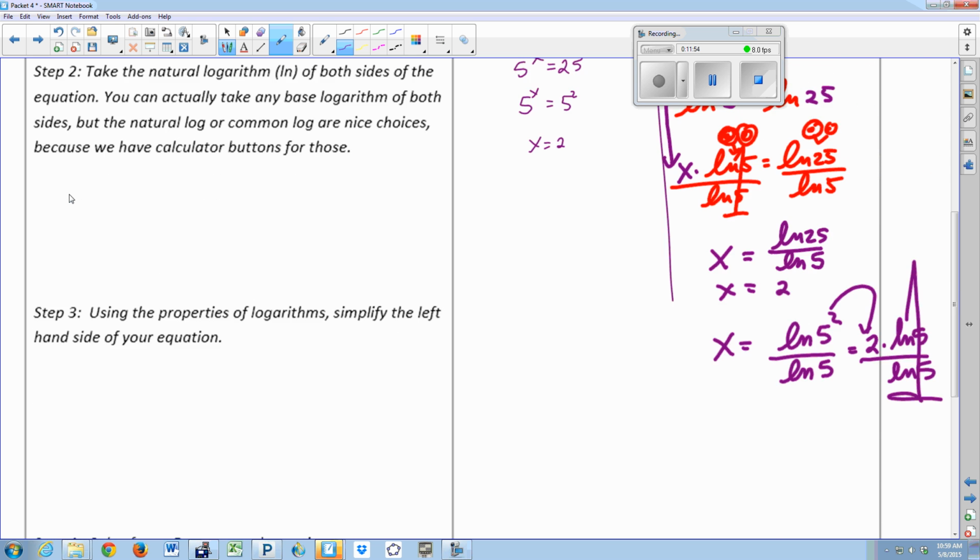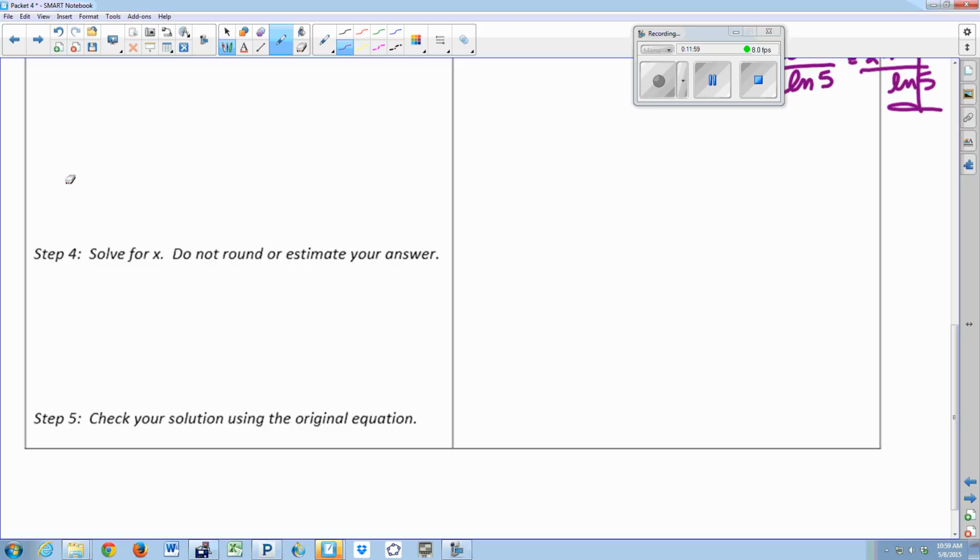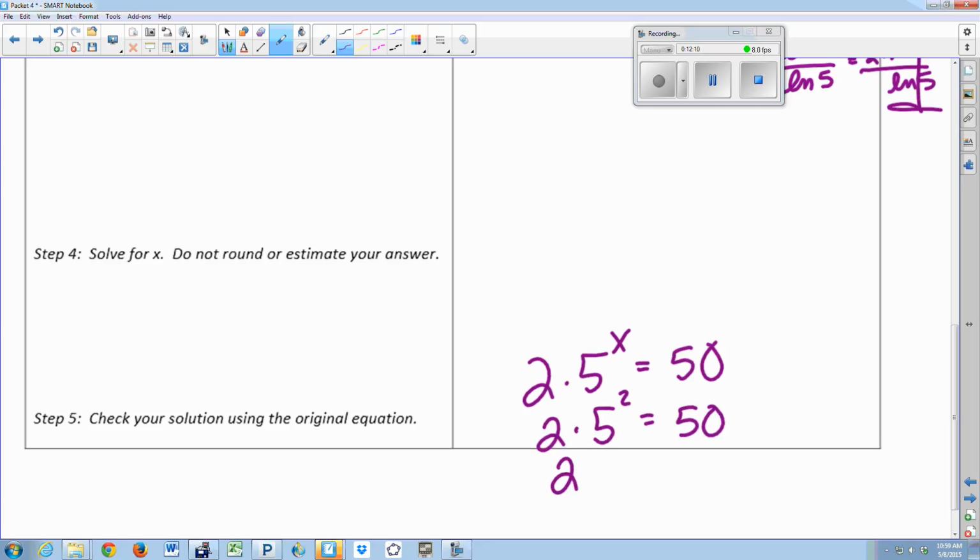Oh, it said to check my solution, so I better go back and check it. So to check my solution, it says 2 times 5 to the x equals 50, right? So I substitute the number 2 for x and see if my left side equals my right side. 2 times 25. Does that equal 50? 50 equals 50, so I'm a happy camper. All set.